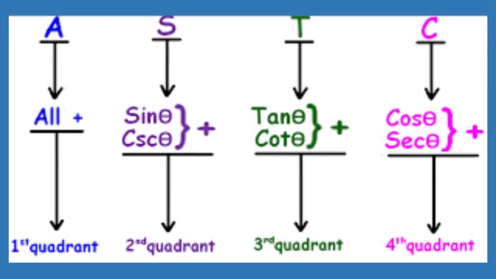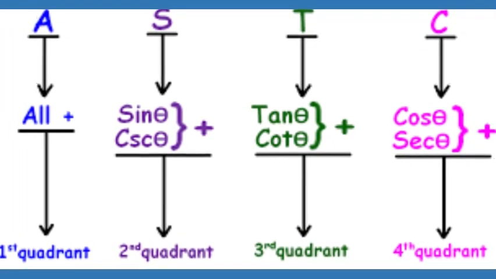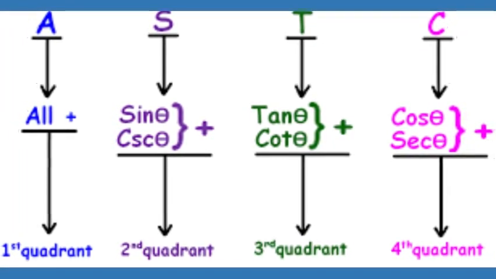So have a look at this. All students take care. A stands for all, S stands for sine, T stands for tan, C stands for cos. And you also can see their respective quadrants.